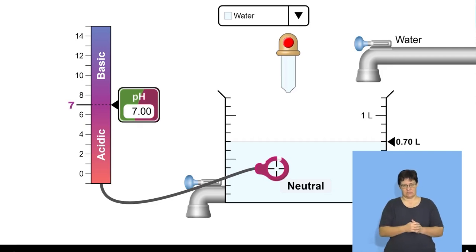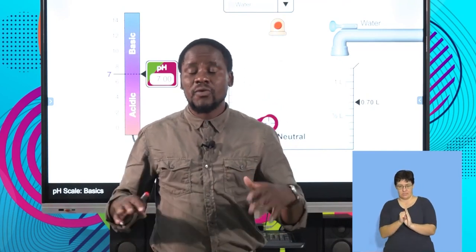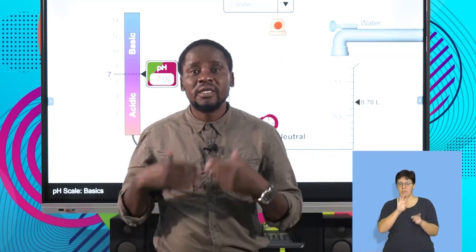Remember, we are saying the pH is a measure. So pH is something that can be quantified. You can take a sample of a substance and actually be able to determine its pH value.